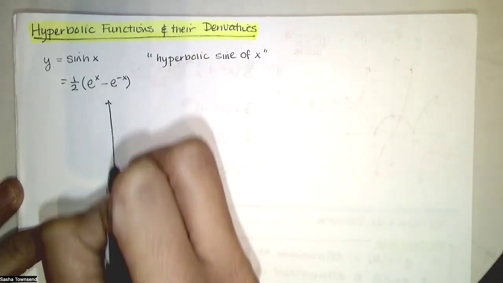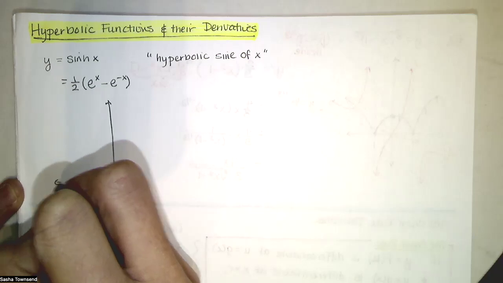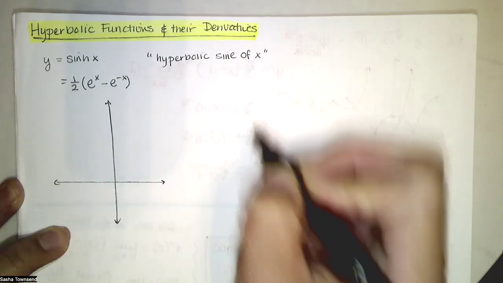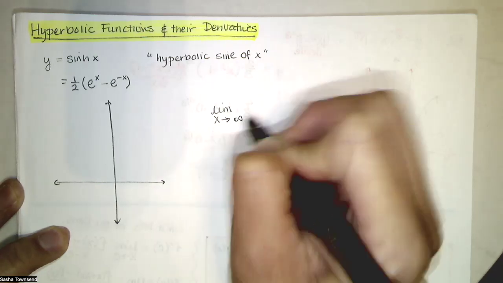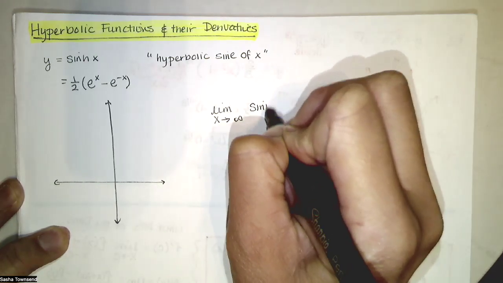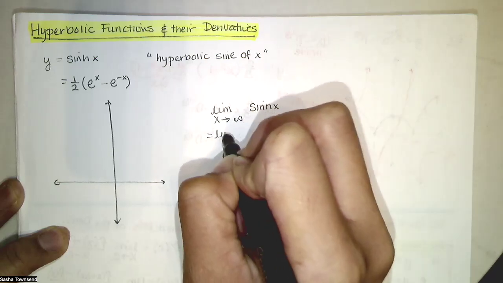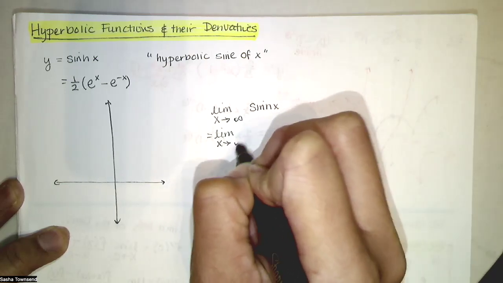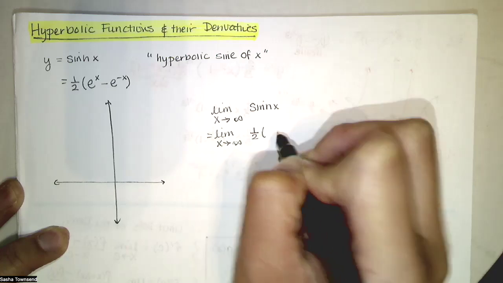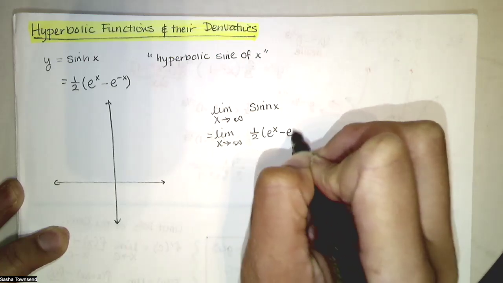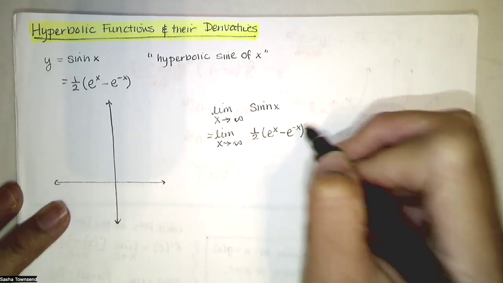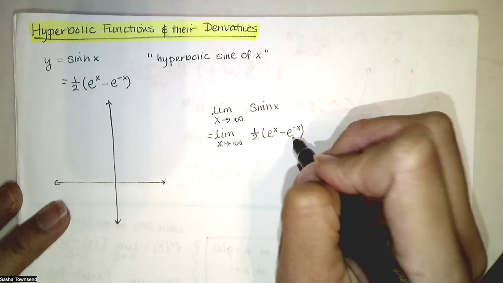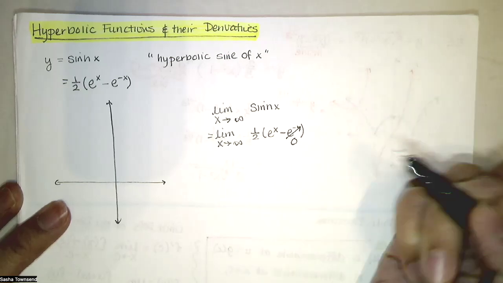So we can graph this relatively simply, and then think about limits of this function as x goes to positive and negative infinity. The limit as x goes to infinity of hyperbolic sine of x is the same as the limit as x goes to infinity of this function. And as x goes to infinity, e to the negative x goes to 0. E to a really large negative power is a really small positive number.